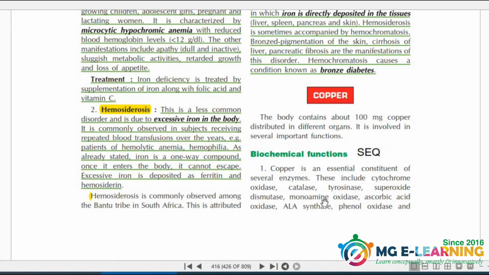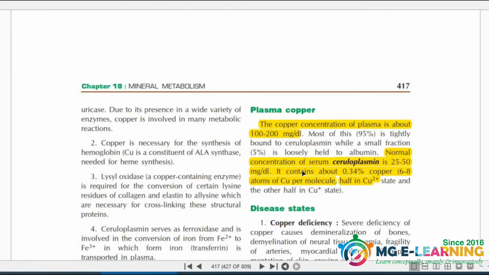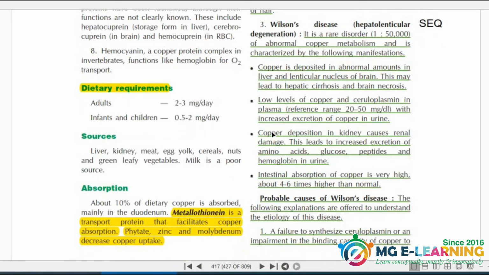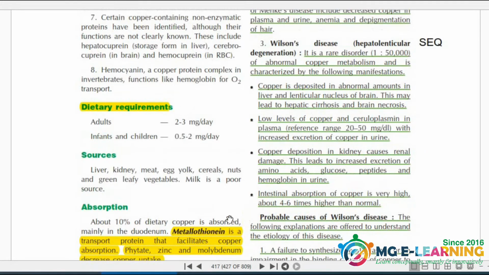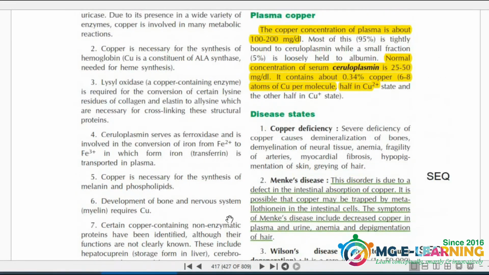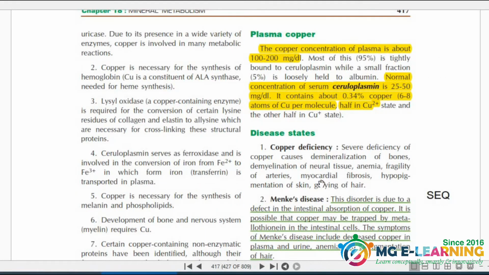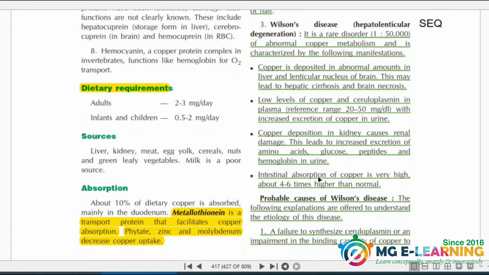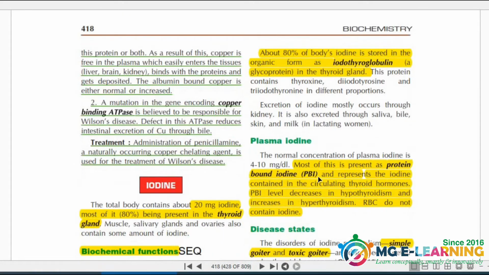Copper. Copper biochemical function is also important, but it may not be asked in Prof, and it may come in MCQs. Its dietary requirements, its absorption, and its disease states are very important for UQ and SEQs, that is Menkes disease, Wilson disease. They are very important.